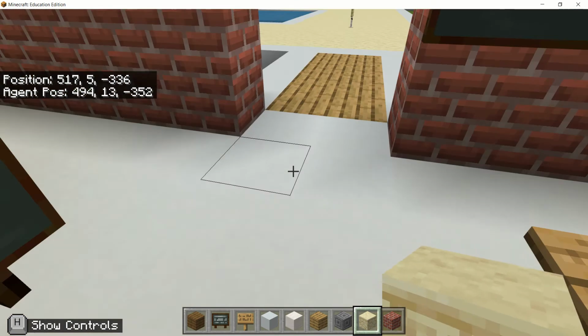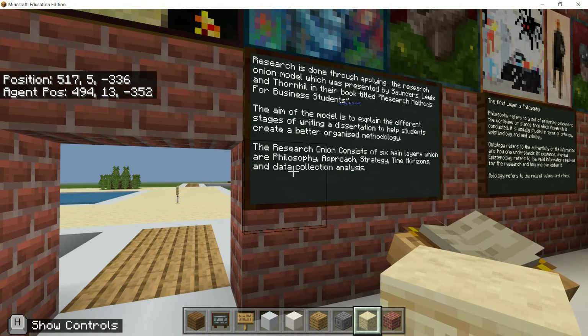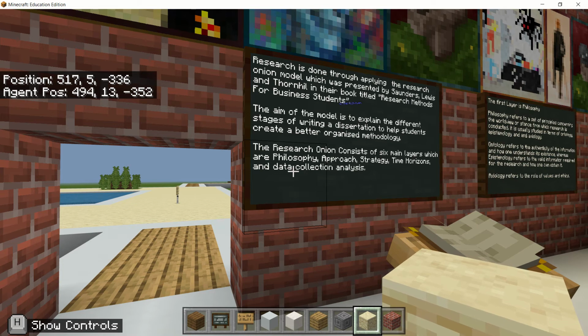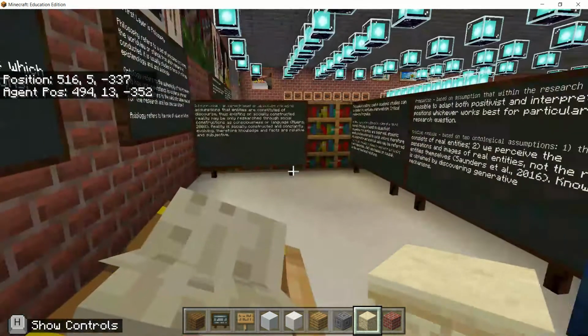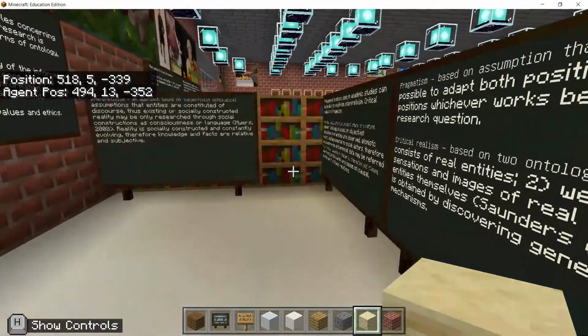And then now we're going to go to the right, and there's another board on the right which says research is done through applying the research onion model, which was presented by Saunders, Lewis and Thornhill in their book titled Research Methods for Business Students. The aim of the model is to explain the different stages of writing a dissertation to help students create a better organized methodology. The research onion consists of 6 main layers, which are philosophy, approach, strategy, time horizons, and data collection and analysis. So right now we'll go to the next board.